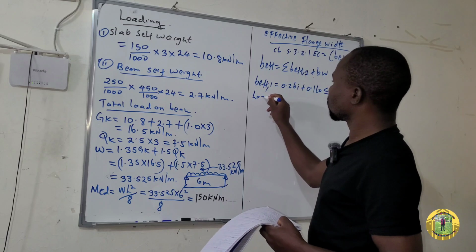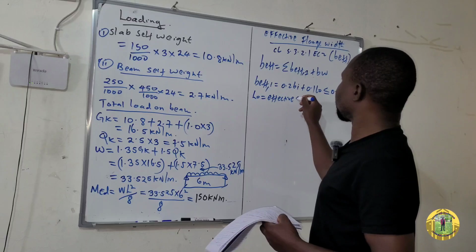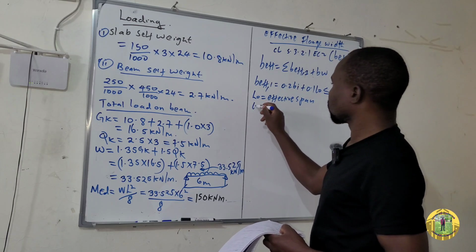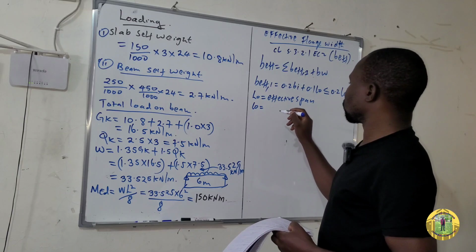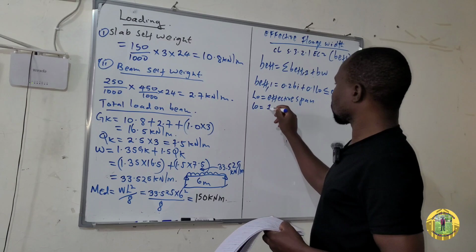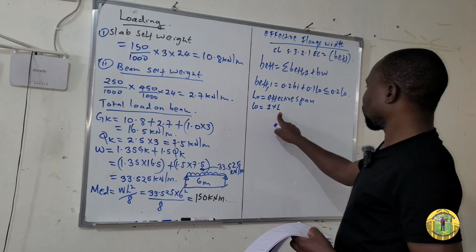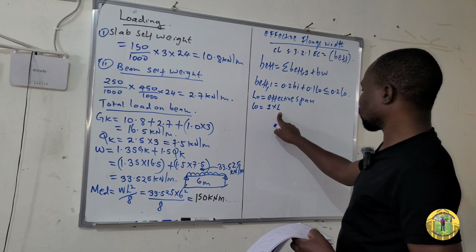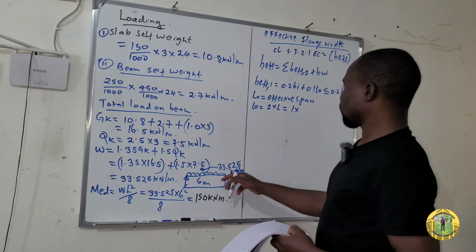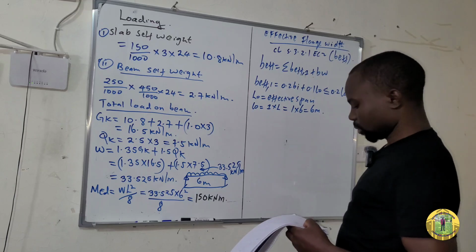So L0 is equal to effective span. So for simply supported, L0 is equal to 1 times L, whereby L is the length or the span of the beam. So for our case, this one is equal to 1 times L, which is 6. So this one is 6 meters.